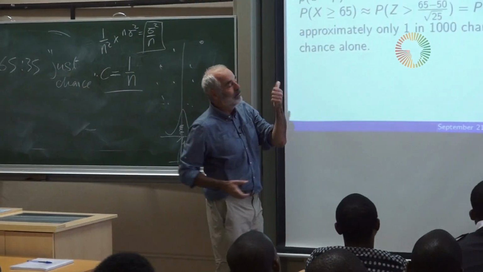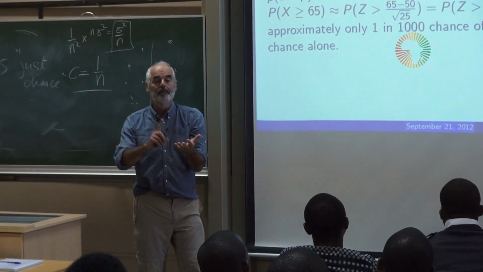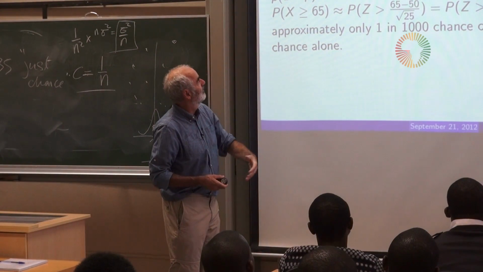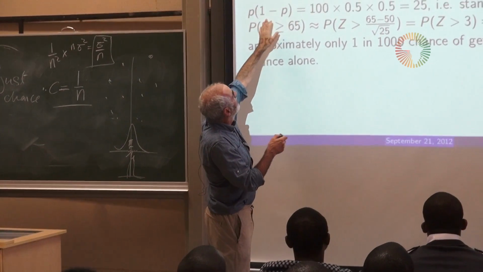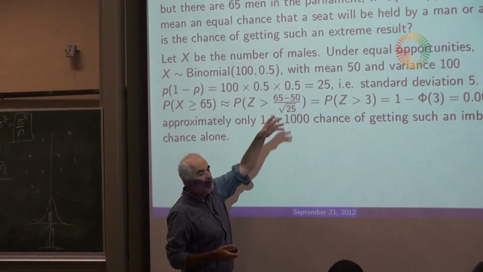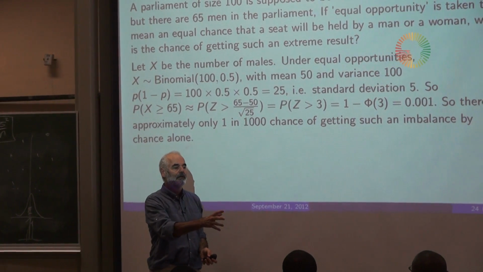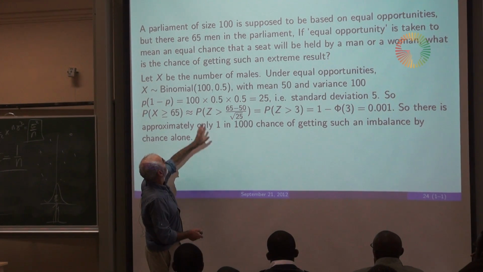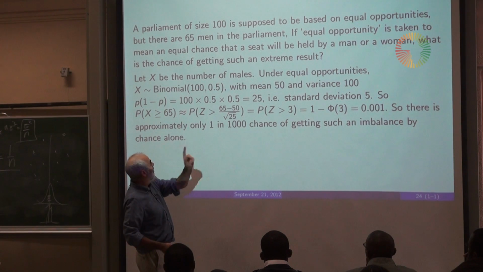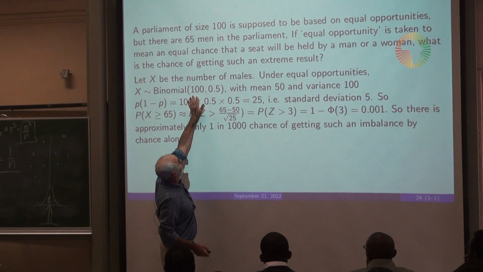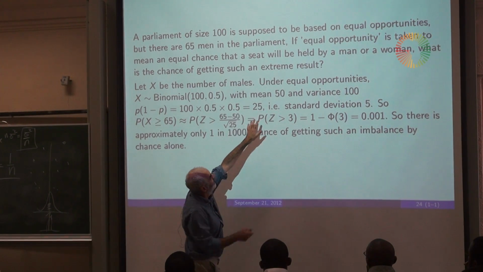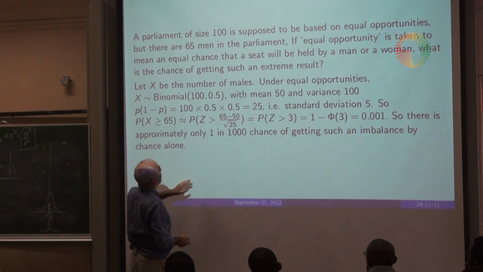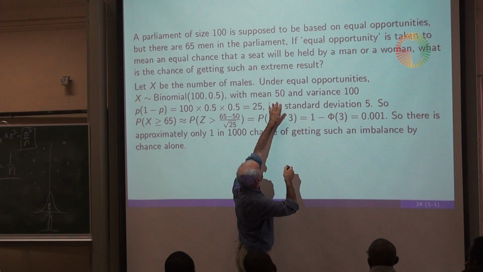Okay, how do we do it? We recognize, first of all, that we're looking at a binomial distribution. It's a count of the number of successes. So the number of males, if it was equal opportunities, there would be an equal chance of every member of parliament being a male or a female. So the number of males should be a binomial random variable with n equals 100 and p equals 0.5 if equal opportunities existed. We know that that's got mean np.